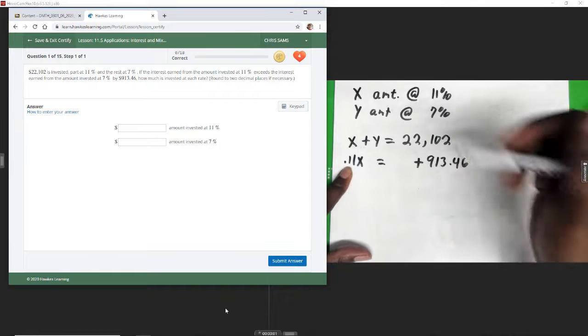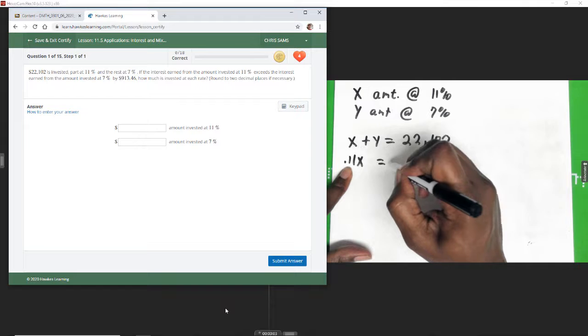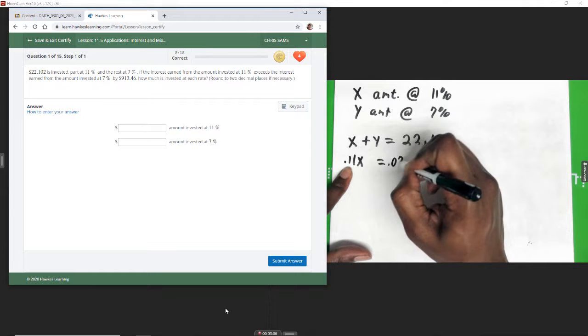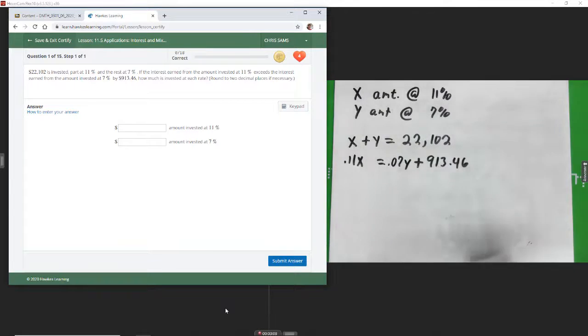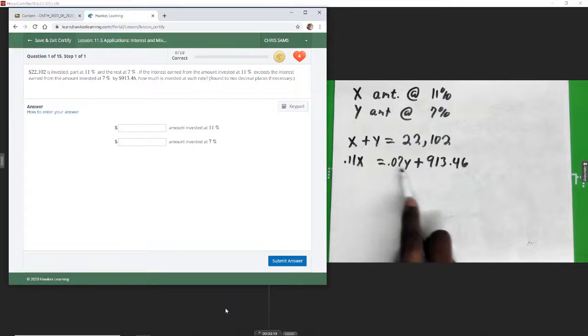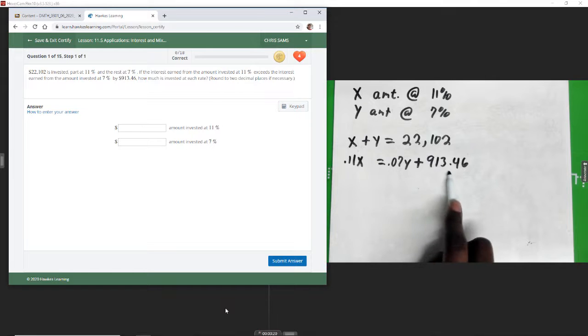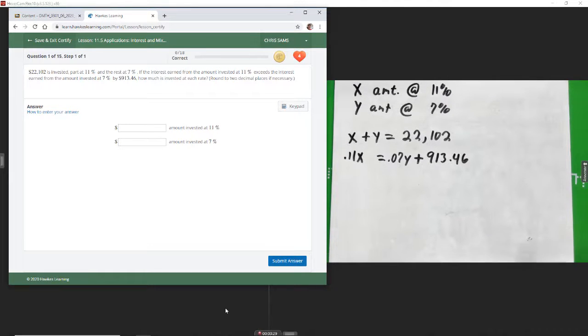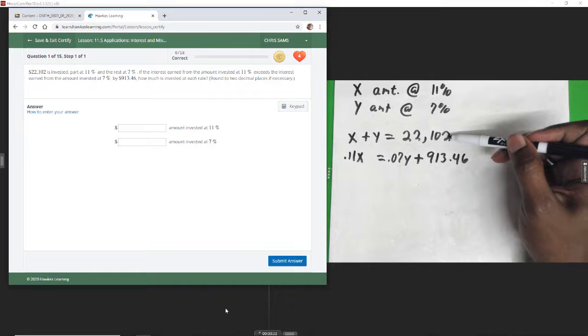And it says that was the one invested at 7%, so 7% as a decimal, 0.07y. So altogether it says the 11% exceeds the amount invested at this by this. I got my 11%. This is more money. So if I take this interest and add the difference, then I get them to be equal. Okay, so here are my two equations. It takes a little bit of trial and error setting those up, a little practice, but with time you'll get it.